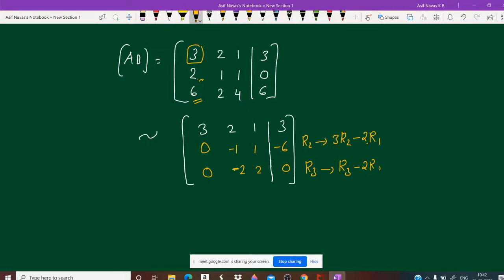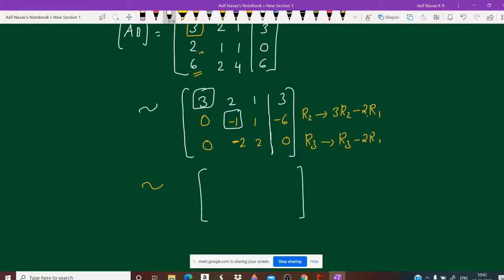Now, this is the first pivot. And what about here, which is the pivot? This element, minus 1. So now we will convert the entry below it to 0. So first we write 3, 2, 1, 3, then 0, minus 1, 1, minus 6. Okay, so this is our pivot.